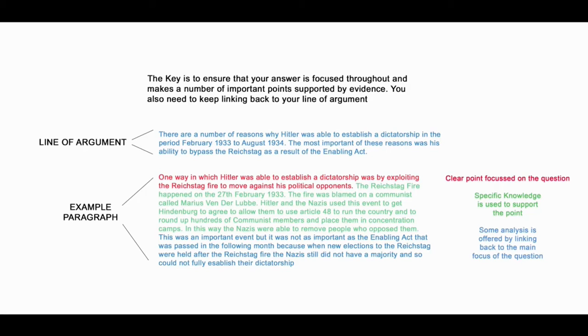So you're showing how, in this case, the Reichstag fire was an important element in Hitler's ability to establish a dictatorship, but it wasn't as important as the Enabling Act, which is what you have set out as the most important factor in your line of argument. So in that way, your paragraph links back into your line of argument. That helps the examiner to show that you are focused, and it also helps the examiner to see that you have a clear line of reasoning throughout your answer.